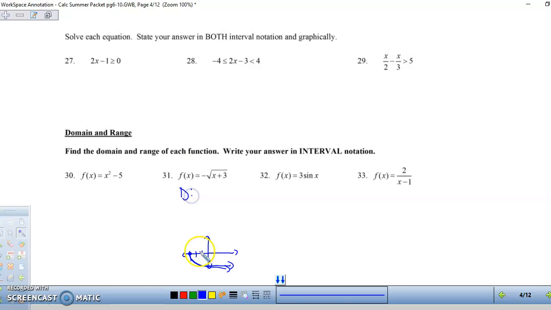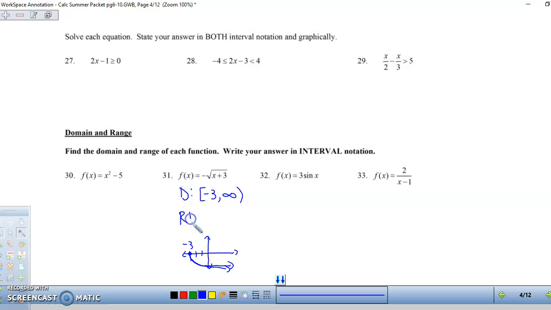So domain is what x values are applicable or valid. So here, obviously, anything past that negative 3 is not going to be a valid x value. But negative 3 does work. So if I plug in a negative 3 here, I get square root of 0, which is 0. So negative 3 works. And then this will go on forever out to that positive infinity.